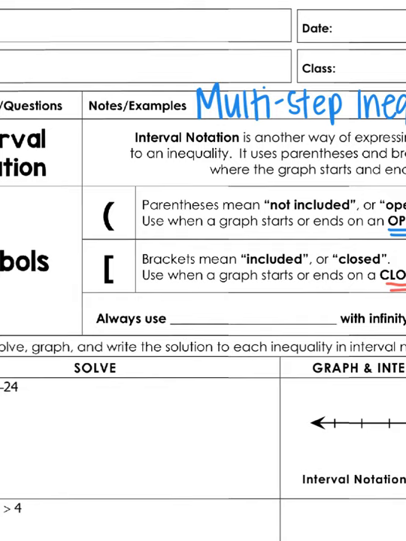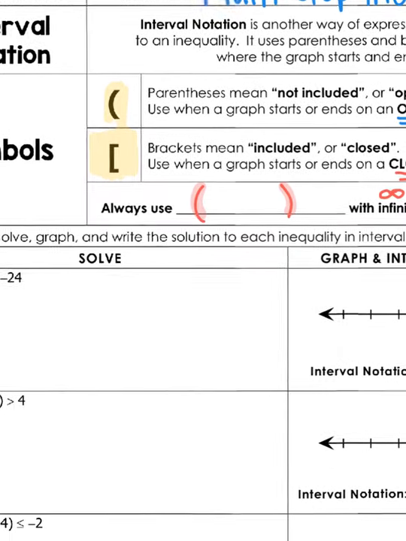Now, I'll show you what this parenthesis and this bracket mean in a little bit. But any time we're doing interval notation, we need to always use a parenthesis when we have an infinity symbol, which looks something like this, or a negative infinity symbol. So we always want to make sure that we're using parentheses whenever we use an infinity or negative infinity symbol. And I'll show you what that means here in a second.